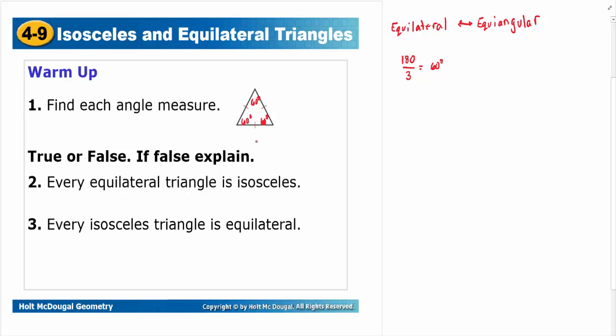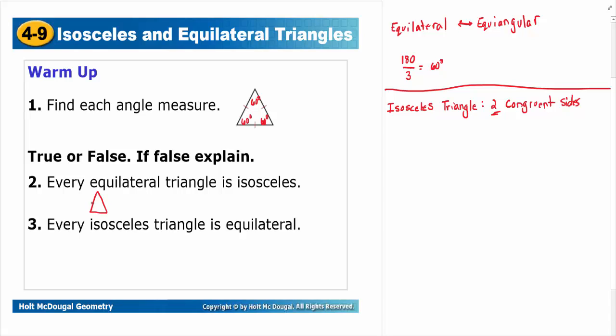Now number 2 and 3, true or false? And if it's false, explain. Every equilateral triangle is isosceles. Now, some things you want to know, if you don't already. If you have an isosceles triangle, that's going to be a triangle with 2 congruent sides. So you need to have 2 congruent sides. Now, if you have an equilateral triangle, you have 3 congruent sides. Now again, for isosceles you need to have at least 2.